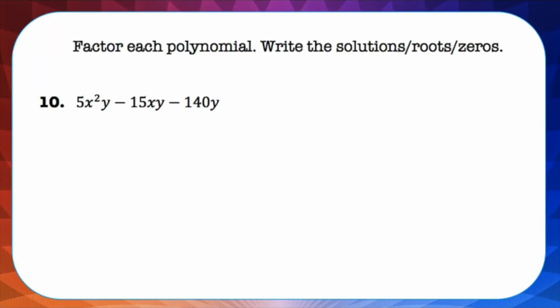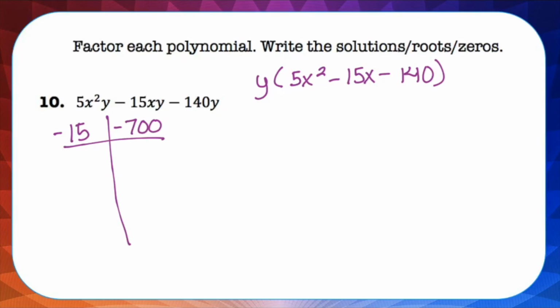All right, so for number 10, first thing you need to do is pull out the GCF between all three terms, which is y. And then you're going to set up your t-chart. So it has to add to be negative 15 and multiply to be a times c, which is 5 times negative 140. So that's negative 700. So for this one, because it's so large, negative 700 is a large number to try to find all of the factors that multiply to be that.